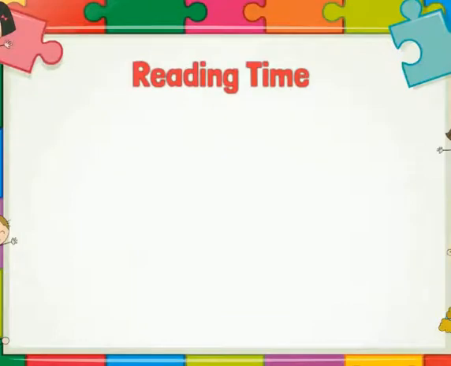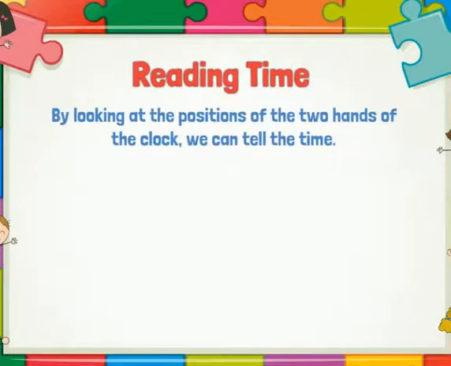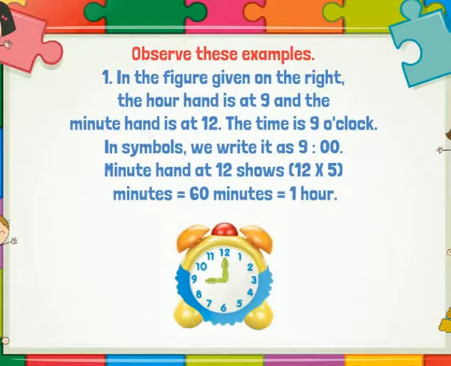Reading time. By looking at the positions of the two hands of the clock, we can tell the time. Observe these examples. In the figure given on the right, the hour hand is at 9 and the minute hand is at 12. Therefore, the time is 9 o'clock. In symbols, we write it as 9:00. Minute hand at 12 shows 12 into 5 minutes, which is 60 minutes, which is equal to 1 hour.